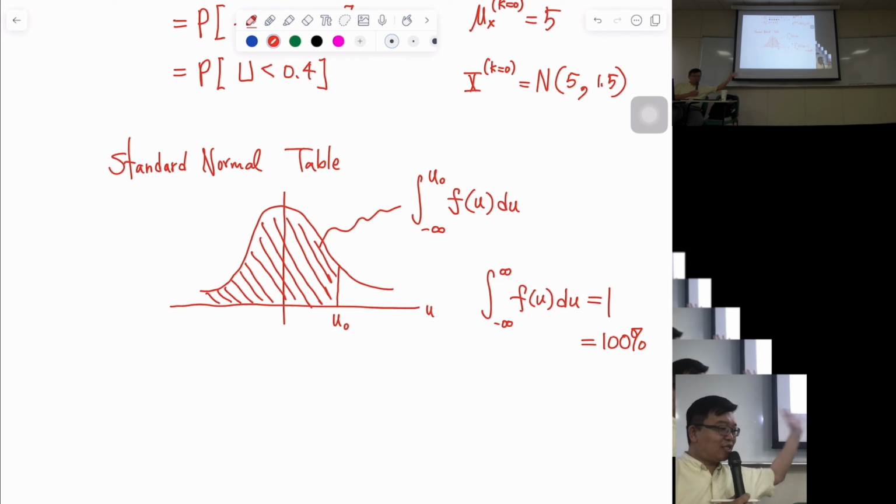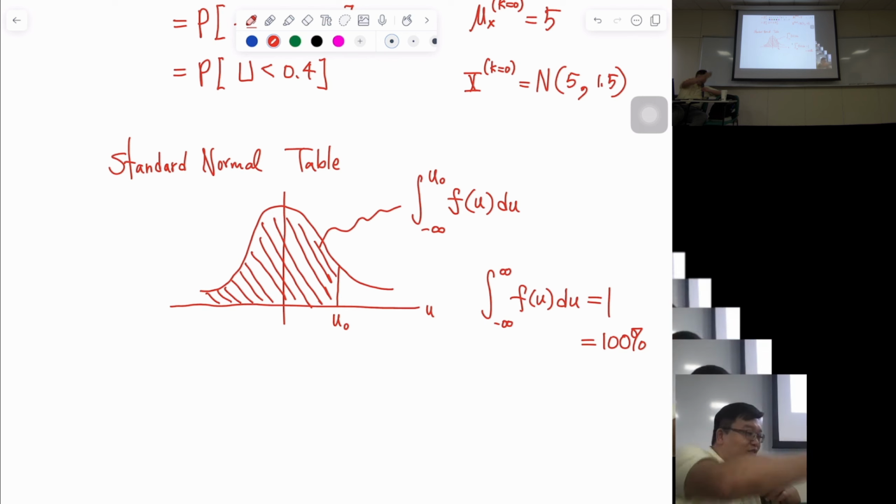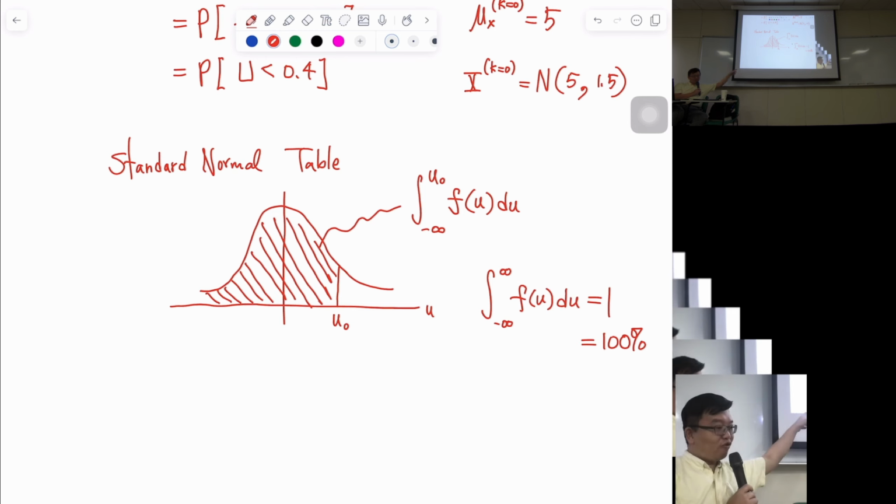So when you see a table like this or a drawing like this, and there's a cutoff position U0, I like to use U. So the area is an integral from negative infinity to this particular position U0. And if you do an integral from negative infinity to infinity, basically you are computing the area completely underneath the entire distribution. It's gonna be 1.